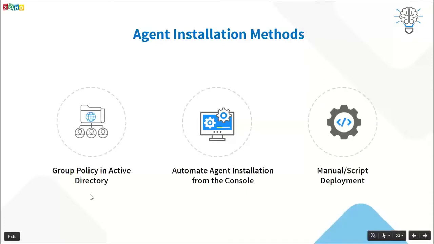One of them is deploying your agents through the group policy in an Active Directory. In case you have an Active Directory setup, you can deploy your agents via GPO. Another method is to automate your agent installation directly from the web console. From the scope of management, you can locate your devices and automate this agent installation process. Another frequently used method is manually installing your Desktop Central agents. You can simply download the agent.exe file and install it in your target machines.